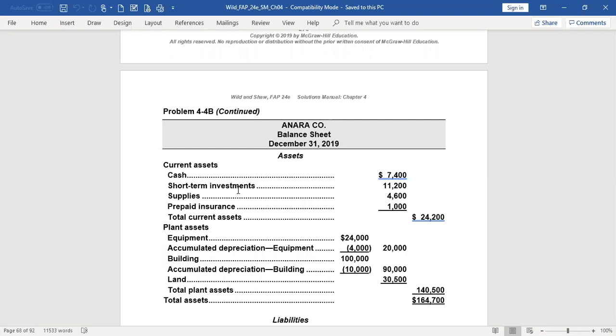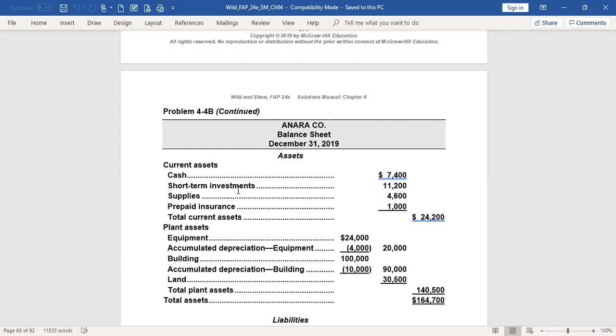We subtract the amount of accumulated depreciation. Remember what that is. That's the part of the equipment we've expensed so far. So it's the net of those two, or the book value, that's reported on the balance sheet for the equipment.